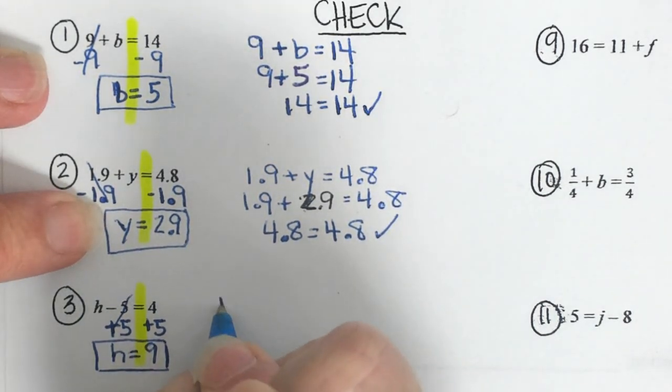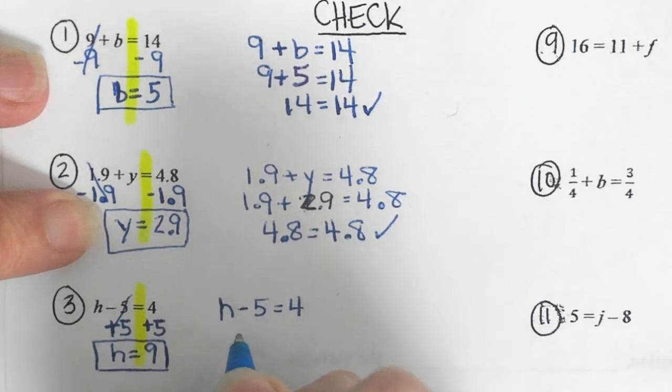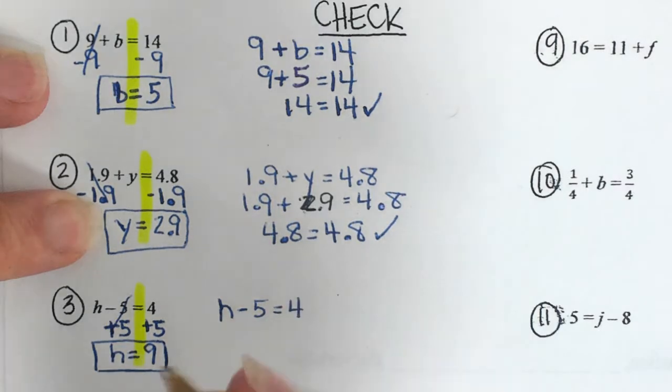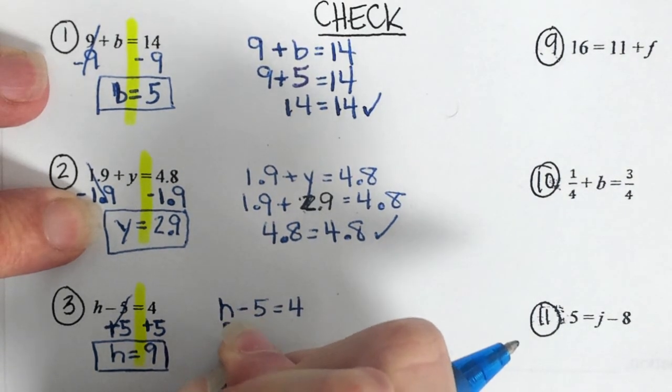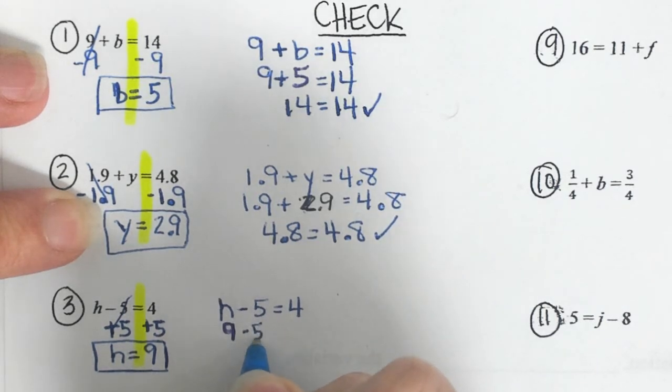Okay, so I check my work now. We said H was 9. Why is it so far apart? So you have room to write, I guess.